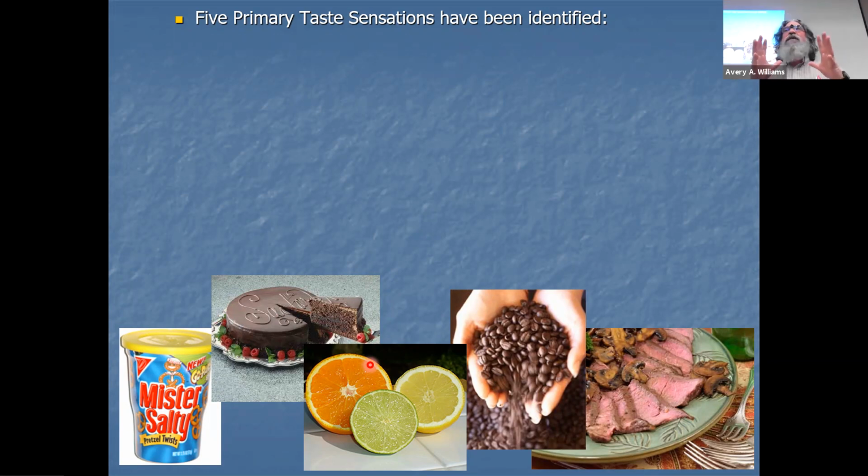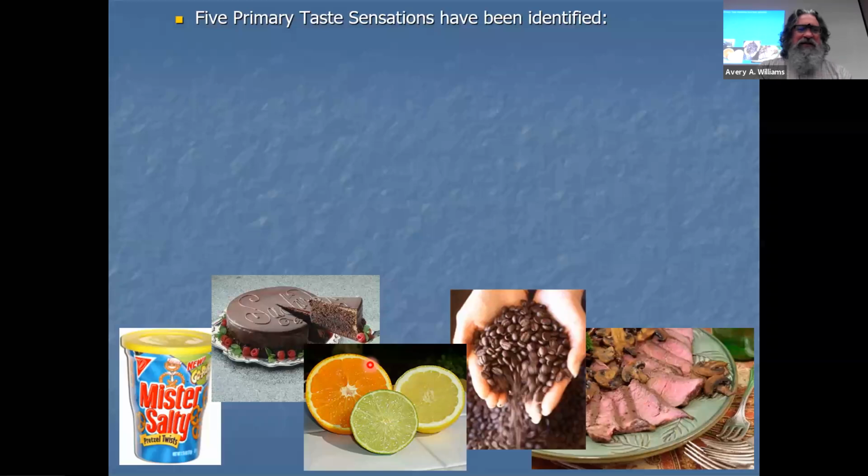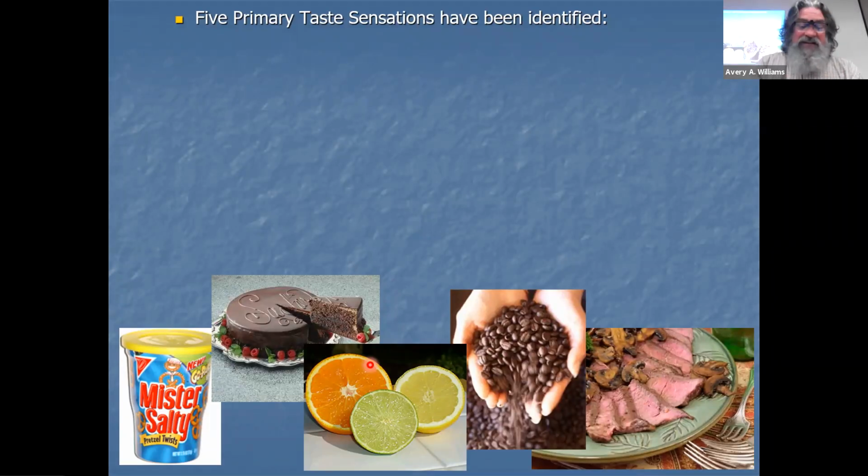Remember, we had primary odors. There's 7. Is that right? There's 5 or 7, something like that. I think 7. You think I would know after teaching this for so long. But there's 5 primary taste sensations that have been identified.